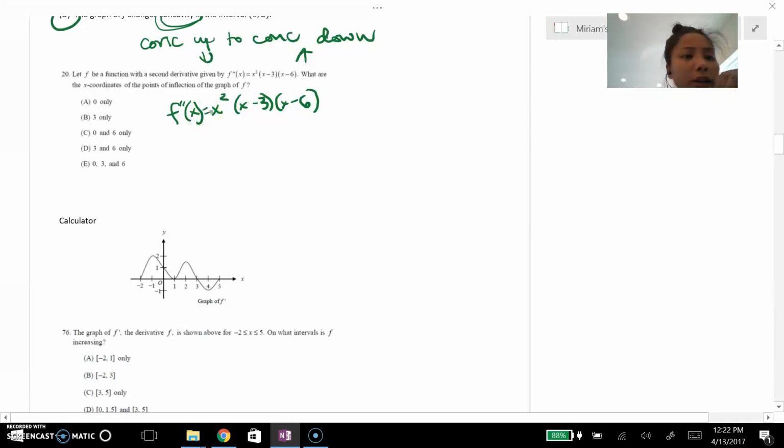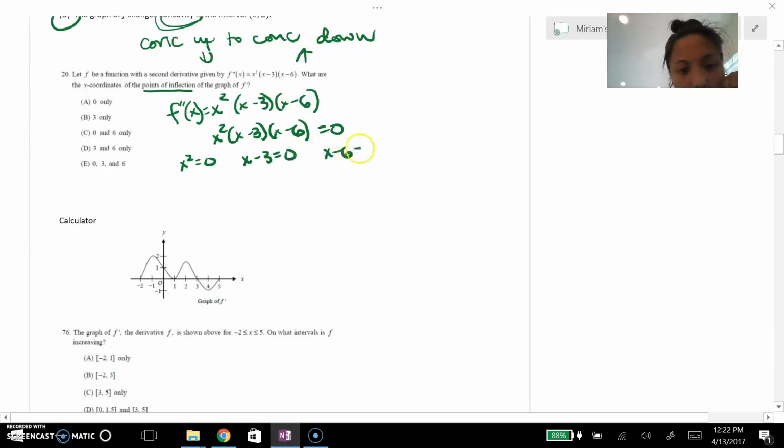It says, what are the coordinate points of inflection of the graph? So we need to set the second derivative equal to 0 first. Find the x value. So I have x squared equals 0, x minus 3 equals 0, x minus 6 equals 0, which gives me x equals 0, x equals 3, x equals 6.